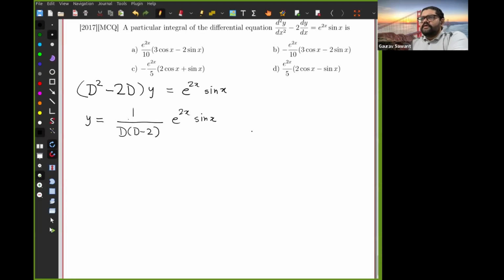All right. So I am going to break this down using partial fractions. I will have something divided by D plus something divided by (D minus 2), this acting on e power 2x sin x. If you see, this turns out to be minus half and plus half.